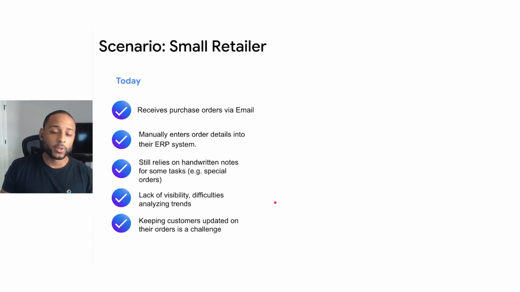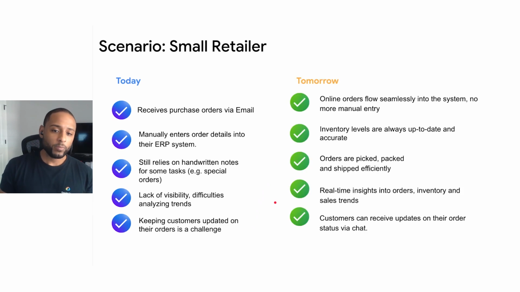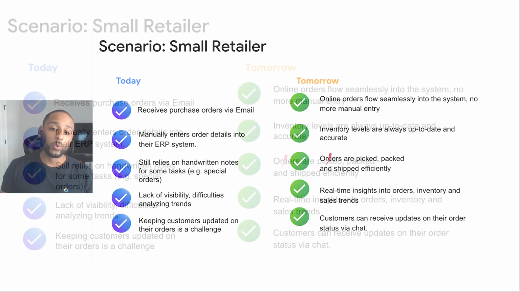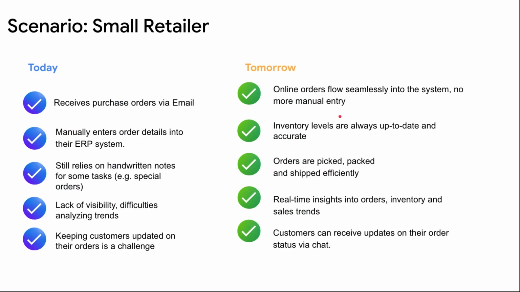So these are big challenges. And from a GCP perspective, or from an integration perspective, how do we address this? This is where the retailer would like to be: they want their online orders flowing seamlessly into their systems, with complete inventory levels that are always up to date. All of the order information is picked, packed, and shipped efficiently. If an order comes in, they automatically send notifications to the warehouse, and the warehouse starts processing those orders. And then they want real-time insights into the orders and their inventory sales trends, as well as customers being able to interact with the retailer and get updates on their orders via a chat or via some notifications that they may sign up for.